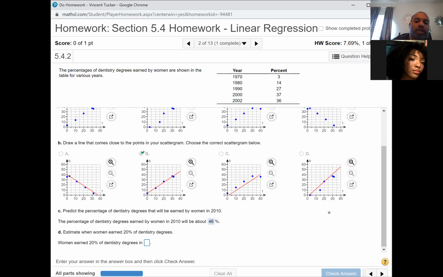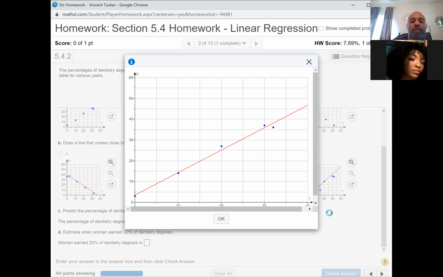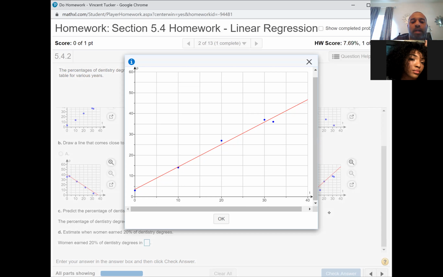Then for D, estimate when women earn 20% of dentistry degrees. So go back to your graph. So 20% is right here on the left. And that matches up with, guys, 75, 80, 85. So 1985.